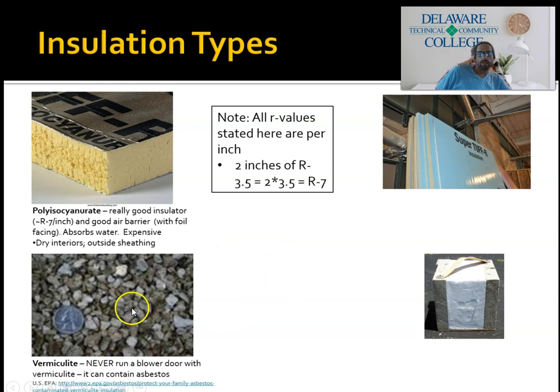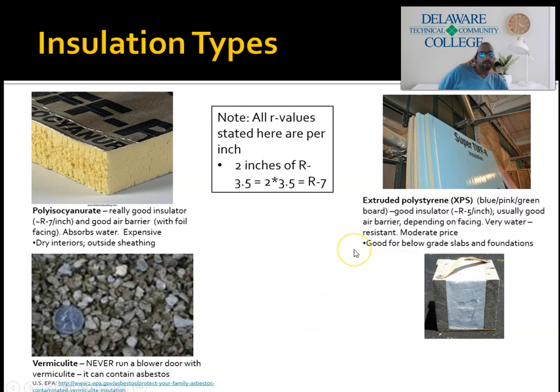Then we have vermiculite, which is something you might find in old buildings. Vermiculite are these little popcorn type things. Not a particularly good insulator, but the really big problem is these are completely discontinued, because if you find vermiculite in a building, it most likely contains asbestos, and so you want to have it removed professionally if you find it in there.